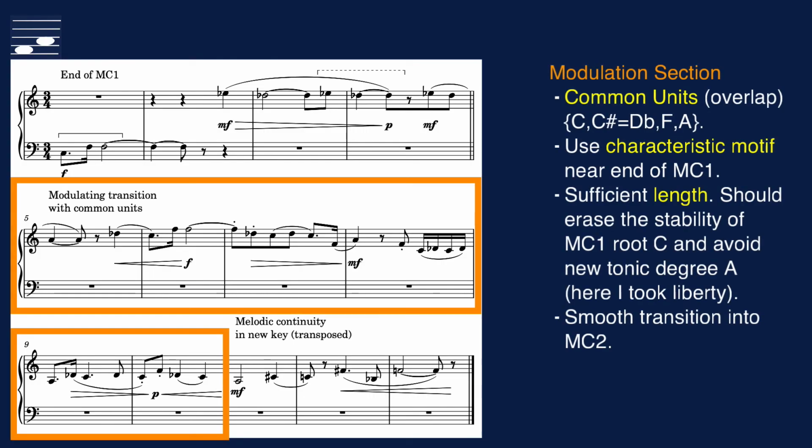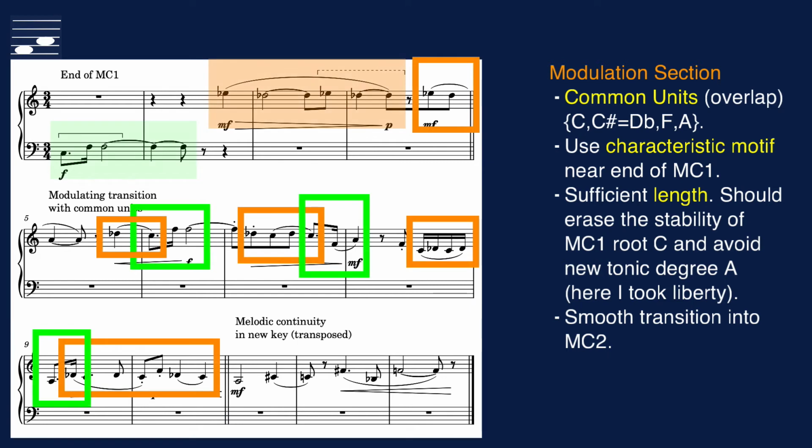Here is the modulating middle section. I created the transition from characteristic motifs near the end of MC1, in this case the leap pattern with dotted 8/16 rhythm and the descending step.